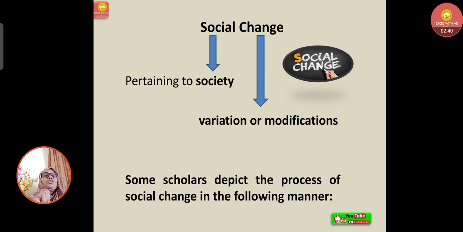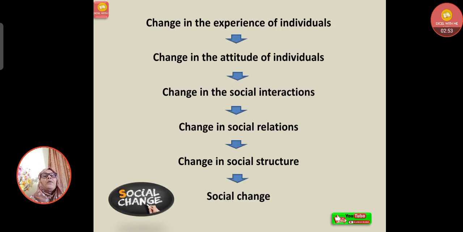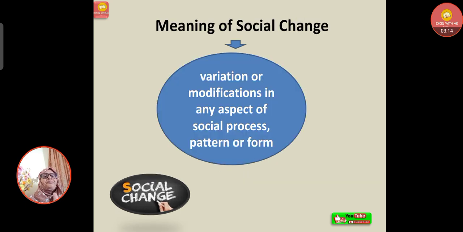Now, these two words together, social plus change. That means social means pertaining to society, change means variation or modifications. So, some scholars depict the process of social change in the following manner. Let's see what that is. Change in the experience of individuals will lead to change in the attitude of individuals, and then that will lead to change in the social interactions, then change in social relations, then that will lead to change in social structure, and at last that becomes social change.